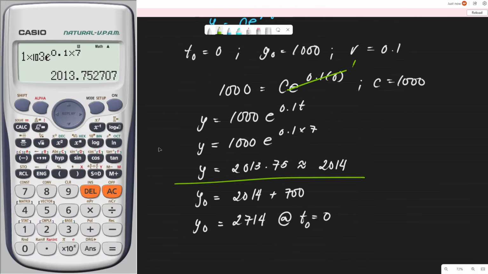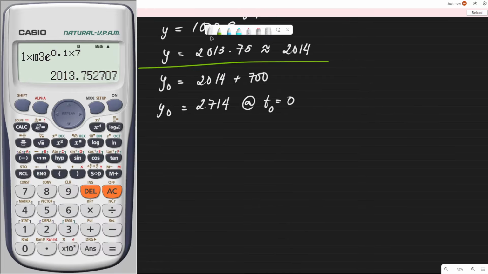Okay? So, sir, hindi ba pwedeng i-add na lang diretso? Hindi. Kasi we need to consider the reproduction of the 700 as well. Okay? So, therefore, y sub 0, let's determine what is C. So we have 2,714 is equal to C e raised to 0.1 times 0. Obviously, this is 1, no? So palitan ko lang.